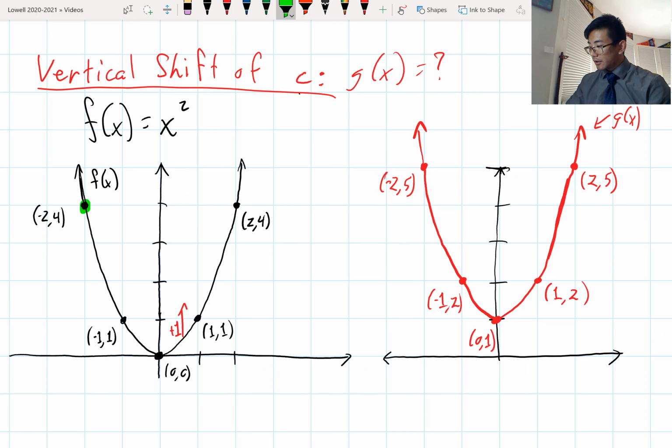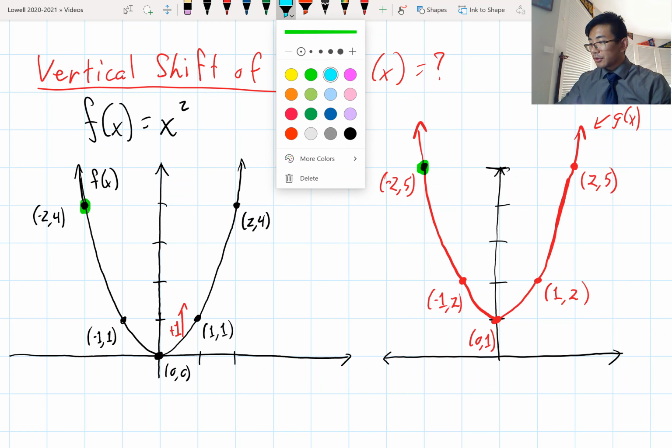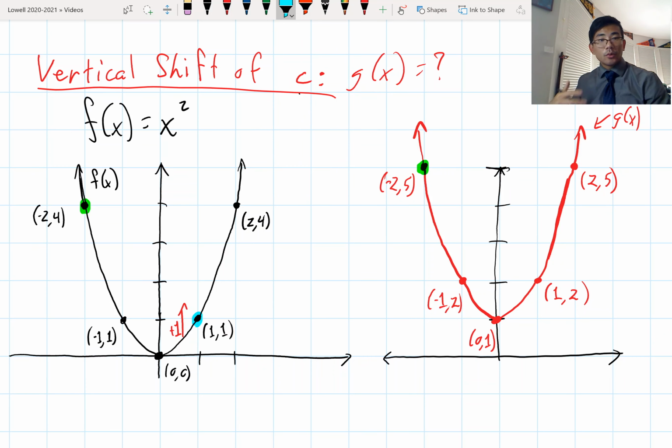And we're going to do this again with horizontal shifts as well. And so all these green points that I'm highlighting, this negative 2, 4, when I dragged it up, that became now negative 2, 5. And I'll do just one more here in blue. The point over here, 1, 1 on the black graph became 1, 2 on the red graph. And so we can see here that what stays the same between the two graphs? Well, the x value still stays the same, right? But the y value doesn't.